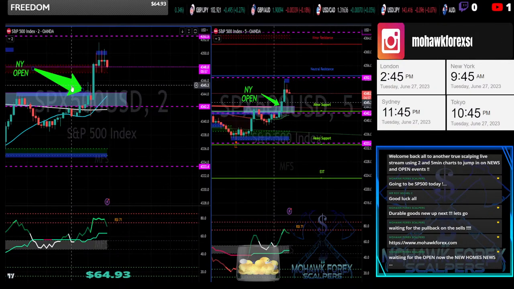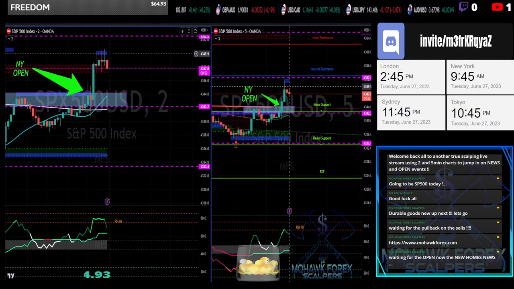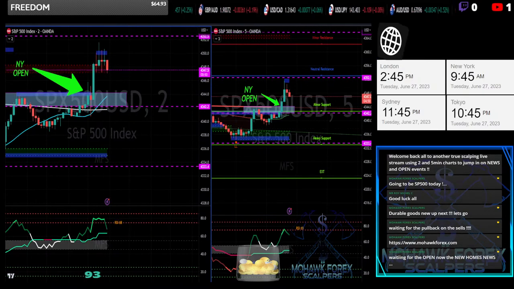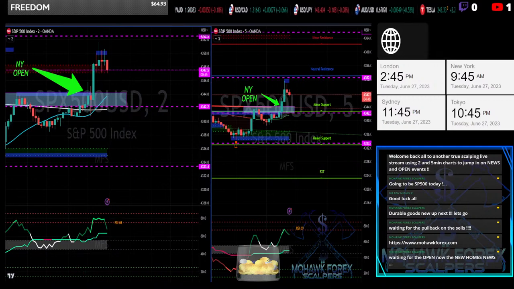Price hanging around. Could be waiting for the news, but we're seeing little zone here, look, resistance zone forming. We're getting on a few bucks, then it's great.